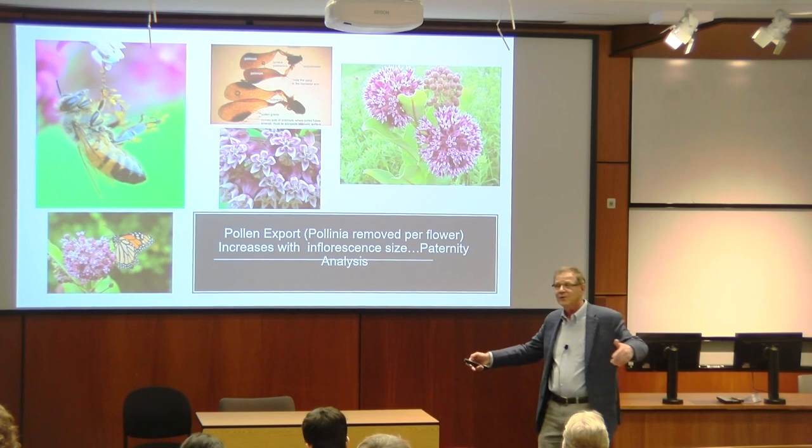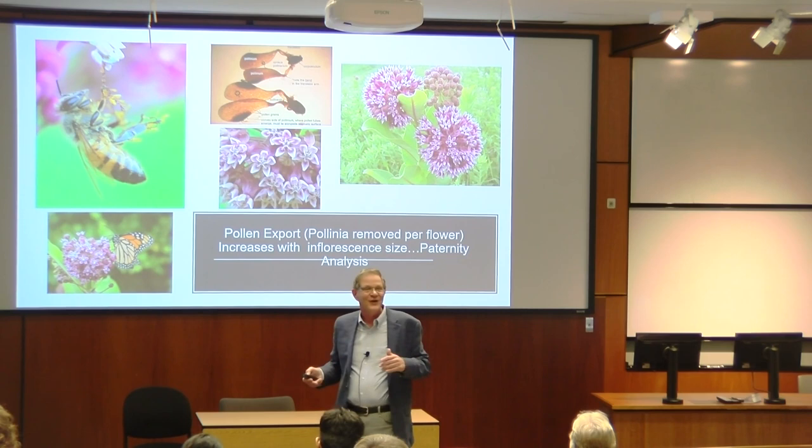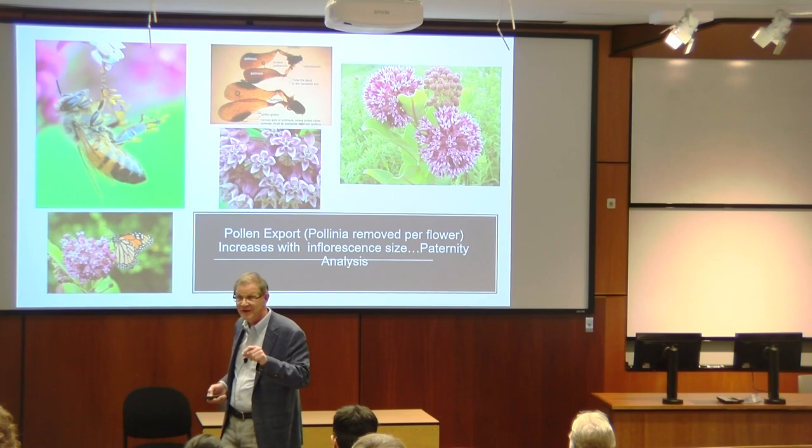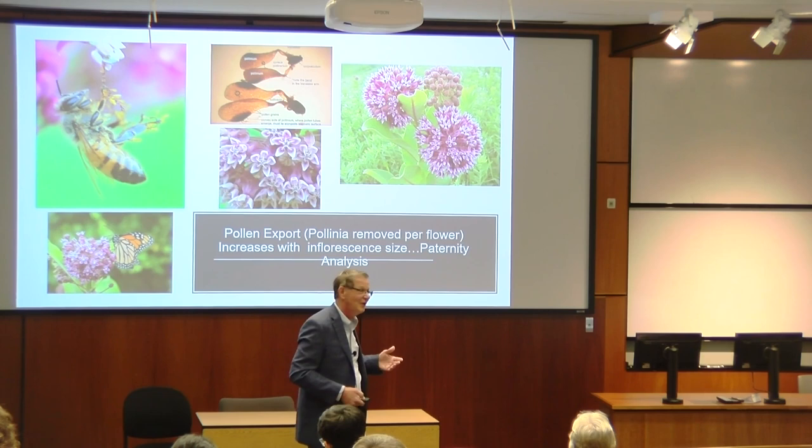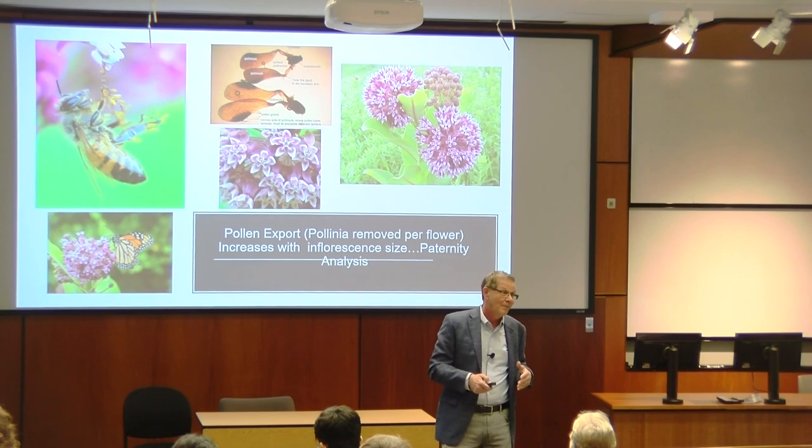of plants and then manipulate inflorescence size and that sort of thing, and then look at who sired the seeds using multi-locus enzyme electrophoresis, which is what we were doing in the late 80s, and later on microsatellites and things of that sort. And you can show that the more pollinia, the more pollen you export, the more likely you are to sire seeds on neighboring plants.